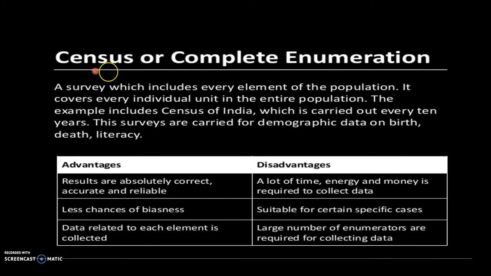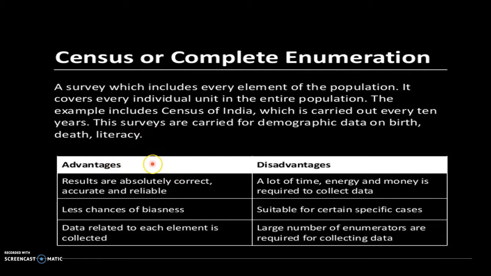Then what do you mean by census or complete enumeration? A survey which includes every element of the population. It covers every individual unit in the entire population. The examples include Census of India, which is carried out every 10 years. These surveys are carried out for demographic data on birth, death, literacy.